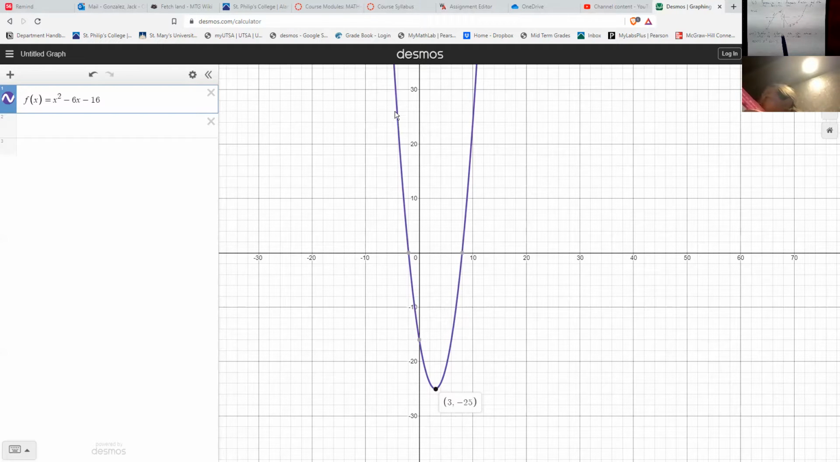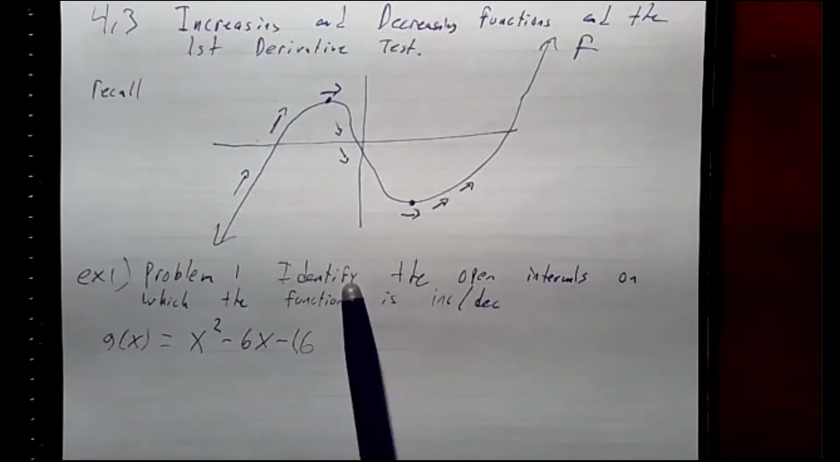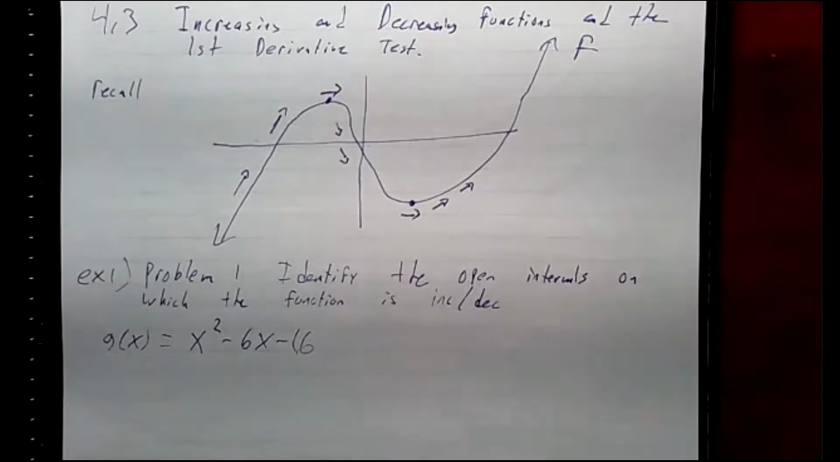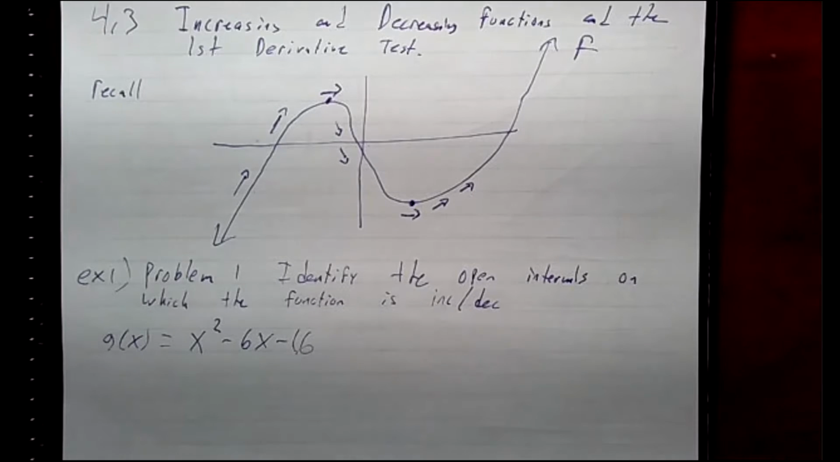Remember I told you to picture a little car, right? If the headlights are pointing downward, decreasing. As soon as it turns the corner, the lights are pointing up, increasing. And that turn happens at a critical number. Anyway, we're going to do the work to find that, not just look at a graph, because you need to be able to do this on paper.